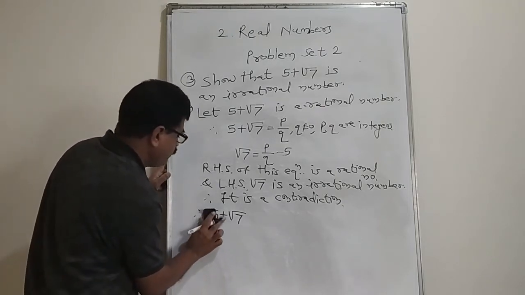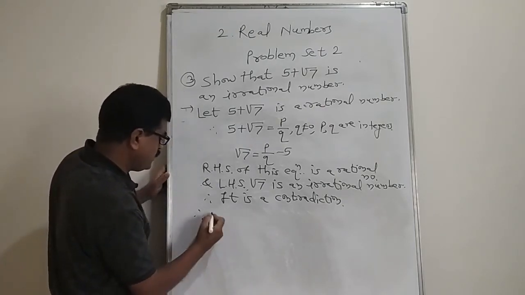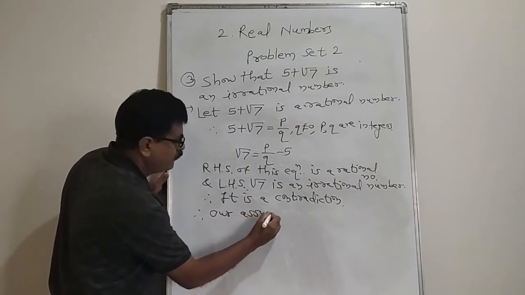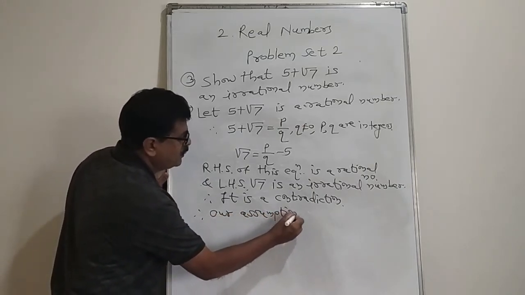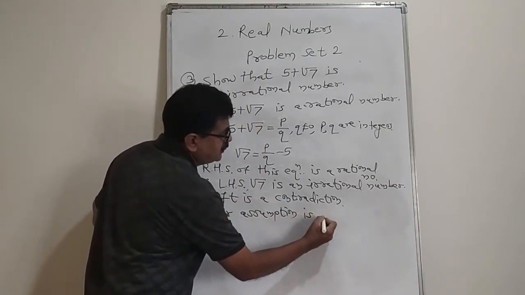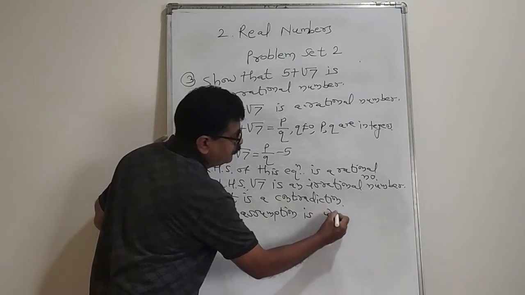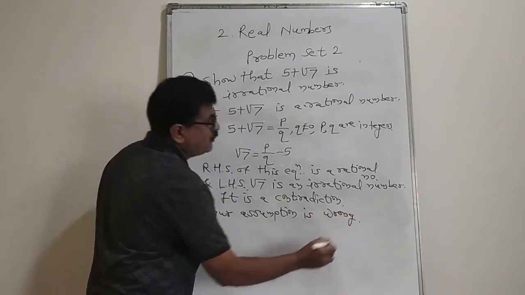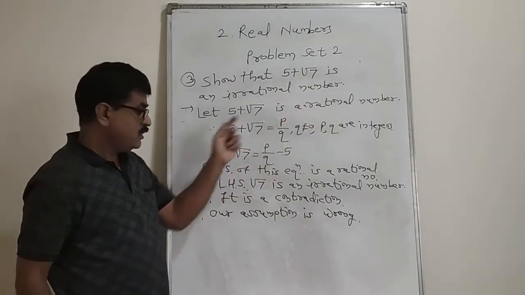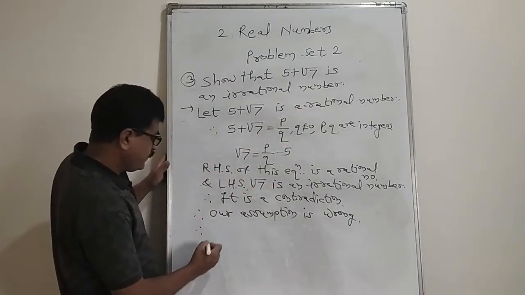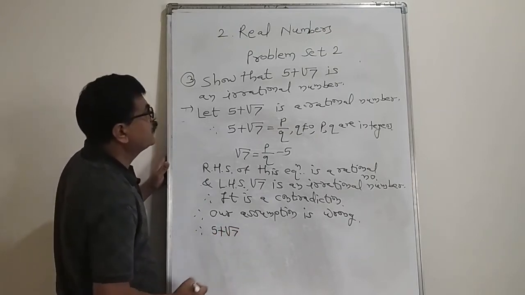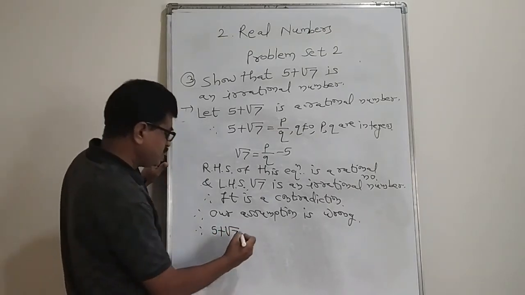Therefore, our assumption is wrong. What is our assumption? This is a rational number. This is wrong. Therefore, which is correct? Therefore, 5 plus square root 7 is an irrational number.